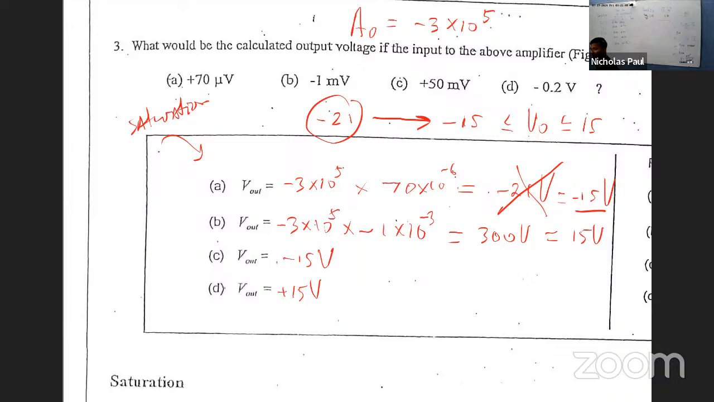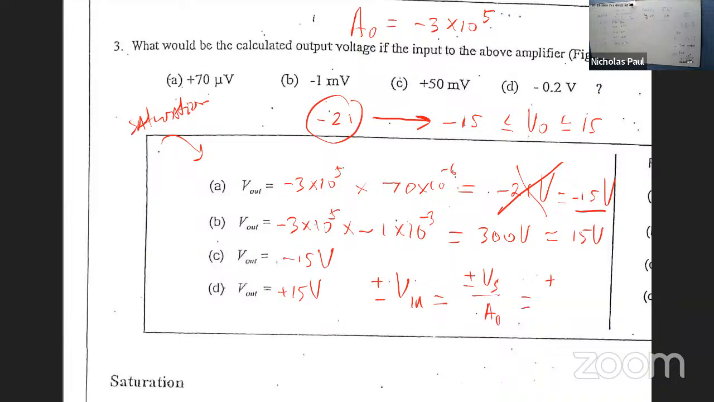Based on the inputs, the output is between minus 15 and 15. Well, that's technically it, but what is it here? In order to work out the range of the input, the highest and the lowest, rearrange the formula and solve for the input. Input is supply over gain. So plus and minus supply over the open loop gain.